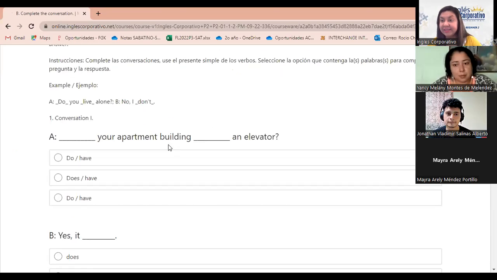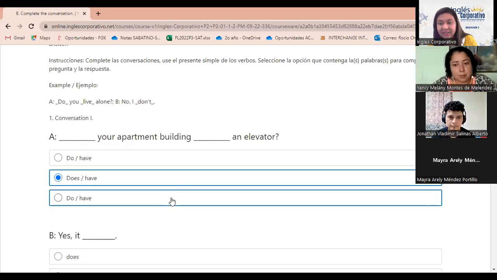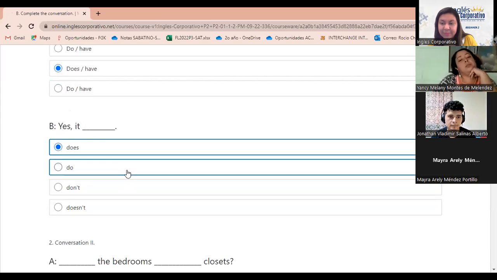Okay, so in this other conversation, you have to complete the questions with do or does, right? For example, and the verb. In this case, is does, ¿verdad? Porque estamos hablando de una cosa, que es el edificio de apartamentos. Dice, does your apartment building have an elevator? Says does. Does your apartment building have an elevator? Yes, it does. ¿Verdad? Porque es affirmative.